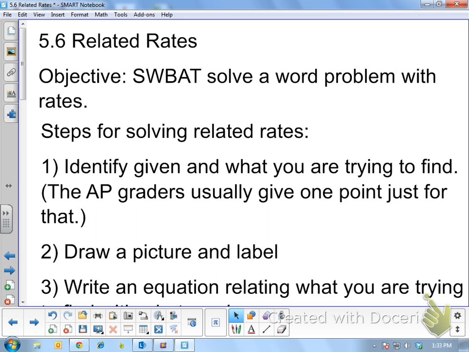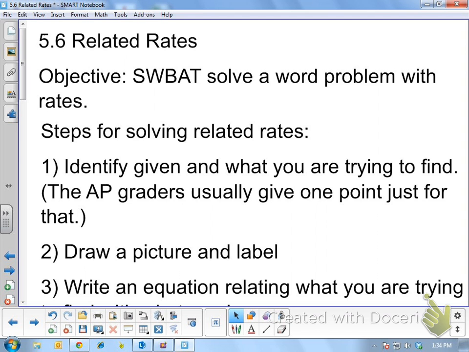So just like with optimization, if we can, we should draw a picture and then definitely label the picture. Again, this one is super important on the AB test. It's not as important on the BC test. But you'll probably see at least one multiple choice and possibly a free response that has something to do with related rates. So it's not a super big topic, but details get us facts.